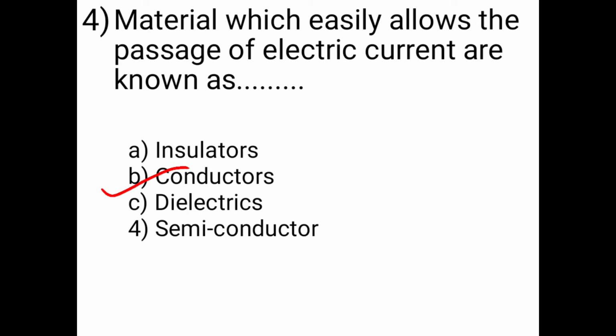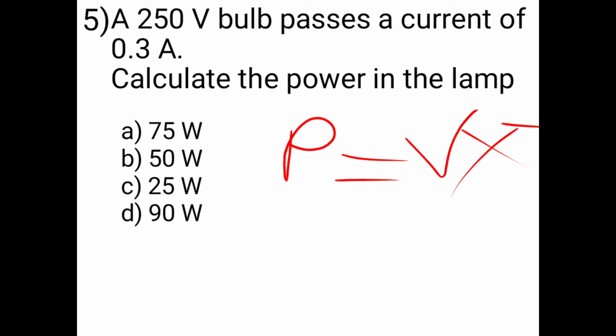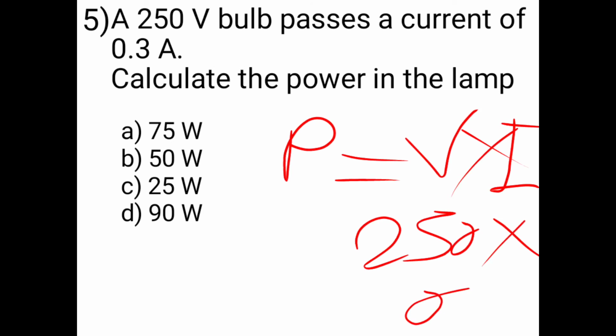Then next is, a 250 volt bulb passes a current of 0.3 ampere. Calculate the power in the lamp. So here voltage and current are given. So power is equals to V multiplied by I. So V is 250 into 0.3. So our answer is 75 watt. Means power is equals to voltage into current, and the answer is option A, 75 watt.